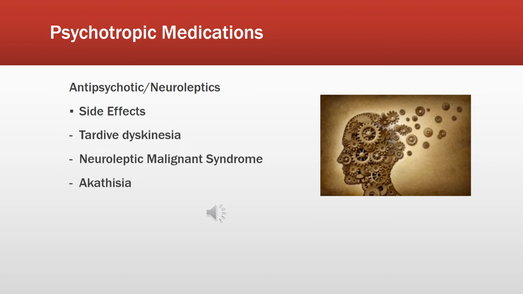And then akathisia. This is probably the most common side effect that occurs from a psychotropic med. What it looks like is someone is severely uncomfortable or they have bad anxiety. They could be shifting their weight a lot in their chair. They have a hard time sitting still. Maybe they fumble with their fingers, bring their hands together, look around. They just seem very agitated. That's what akathisia is.